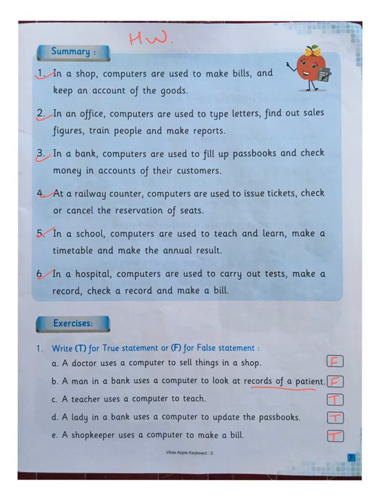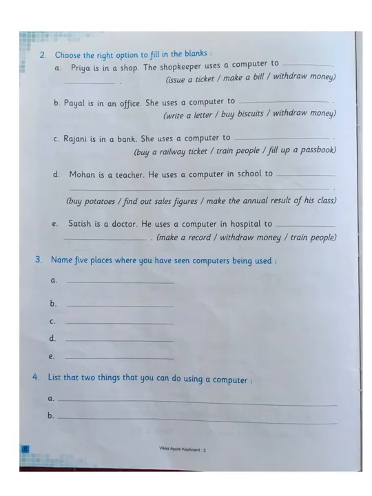So you have to write these questions in your notebook, and next to that write the correct answers. As you all don't have the textbook, you have to copy these questions in your notebook and solve the question answers. Now question number 2, choose the right option to fill in the blanks. We have to select the right option from these 3 options for the given question.